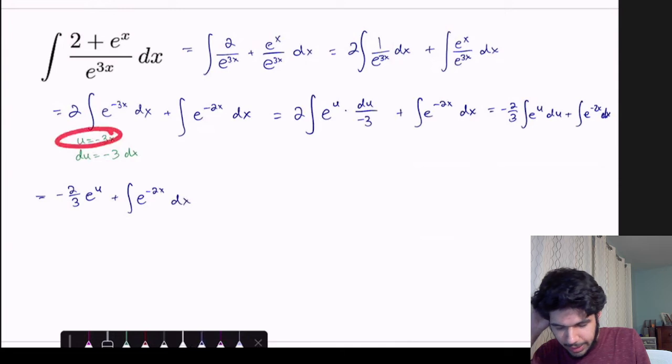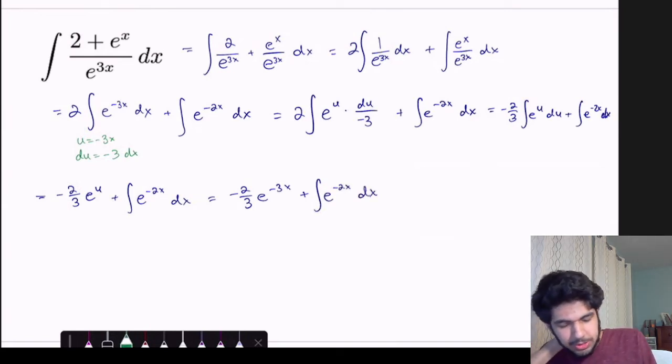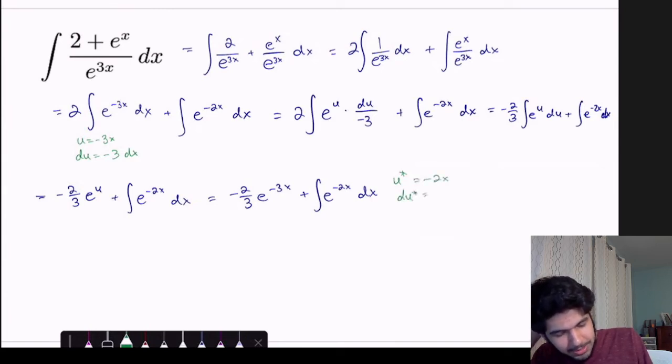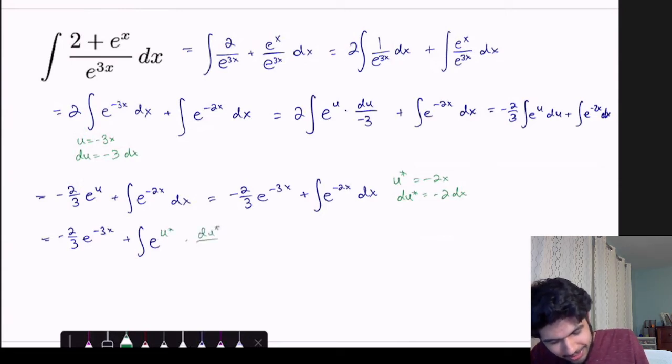Let's substitute this u back in where we see that u. It's equal to negative 2/3 e to the negative 3x plus the integral of e to the negative 2x dx. So now for the second integral, we'll need u substitution again. We can call it u, but just to cosmetically differentiate from the previous u, let's use u star. And that's equal to negative 2x. So du star equals negative 2 dx. So now we have negative 2/3 e to the negative 3x plus the integral of e to the u star times du star over negative 2.